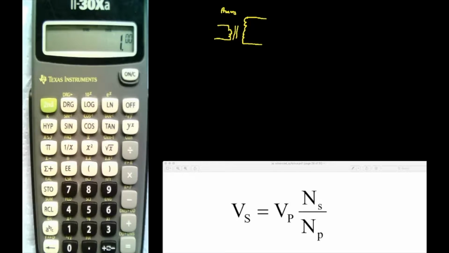Let's take a ratio of, let's say, 10 turns to 50 turns.